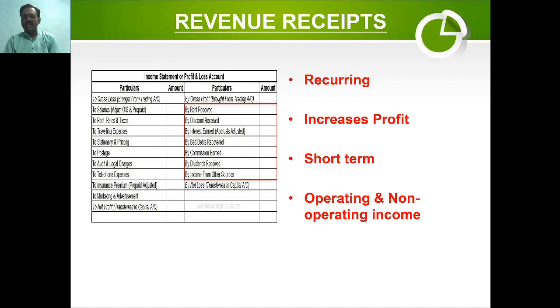It is recurring in nature, generally for short term, that is for that particular accounting period only. It is shown on the credit side of trading and profit and loss account, so it increases profit, and both operating and non-operating income are included in revenue receipt.